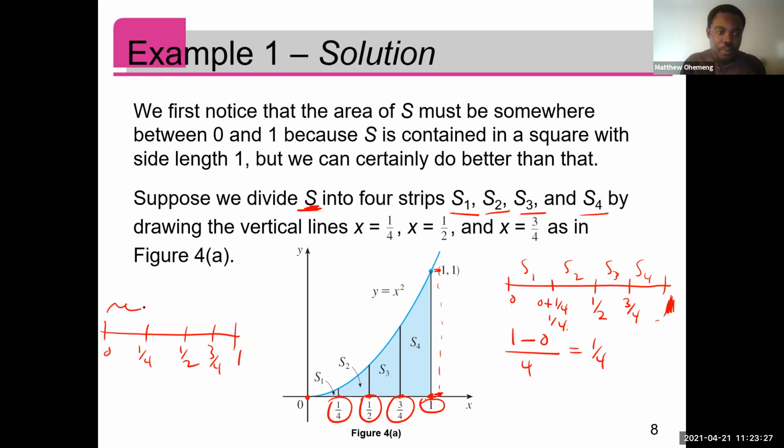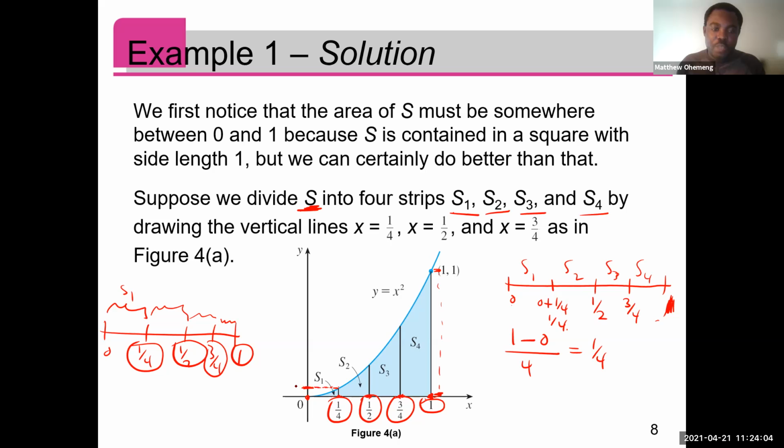Within the first strip, the right endpoint is 1 over 4. For the second strip, the right endpoint is 1 over 2. For the third strip, the right endpoint is 3 over 4. And for the final strip, the right endpoint is 1. So we can say, let's use the right endpoints to figure out the height. For the first strip, you use 1 over 4 because it is the right endpoint within that interval. That'll give us a rectangle with a height like this.